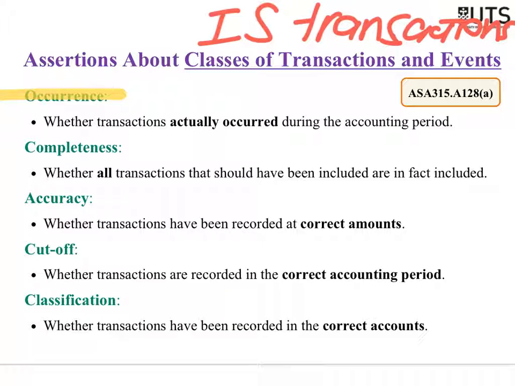Second one, completeness. Were all the transactions that were supposed to be included actually included? Is the account complete? If any transaction is missing, that's a breach of completeness. Now let's bring it into context. Expenses. Have all the expenses been recorded? Are all the expenses complete? So we're starting to see some links here, and we're going to work on that a little bit more. Completeness: everything that should have been included, has it been included?